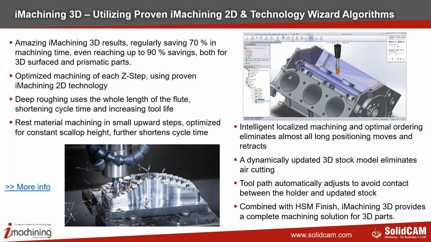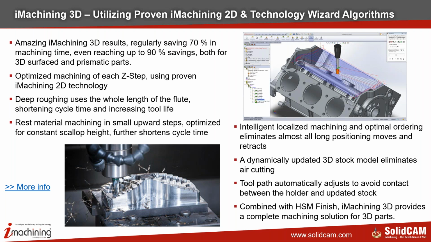It's an amazing technology that regularly saves 70% or more in machining time. And if you're cutting really hard materials with small tools, the savings in cutting on the machine can go up to 90%. Optimized machining uses the technology of iMachining 2D coupled with what we call a Z step, and it can then machine 3D parts or sculptured surface parts like dies and molds. It uses the deep roughing cycle of iMachining 2D first to remove or scoop the majority of material, and the area that is 3D is then built up using the Z step method.